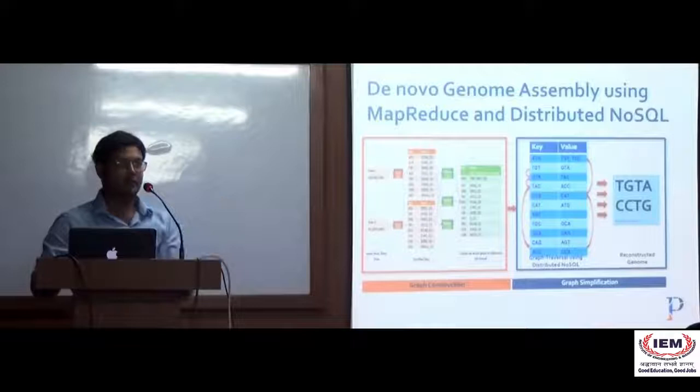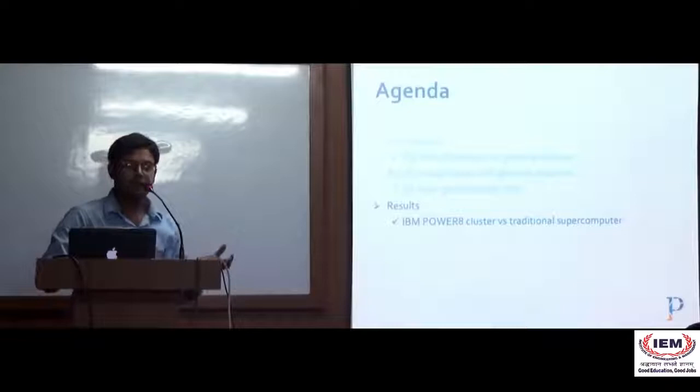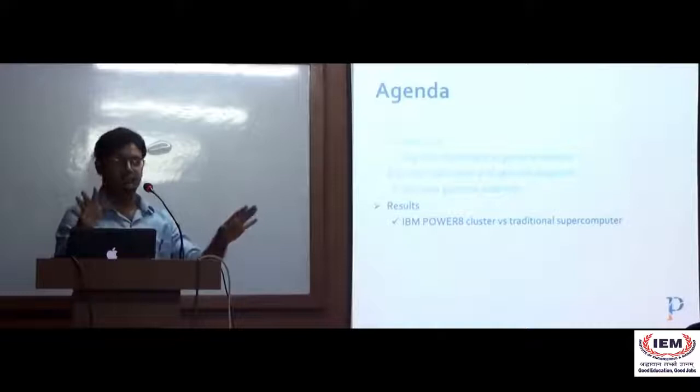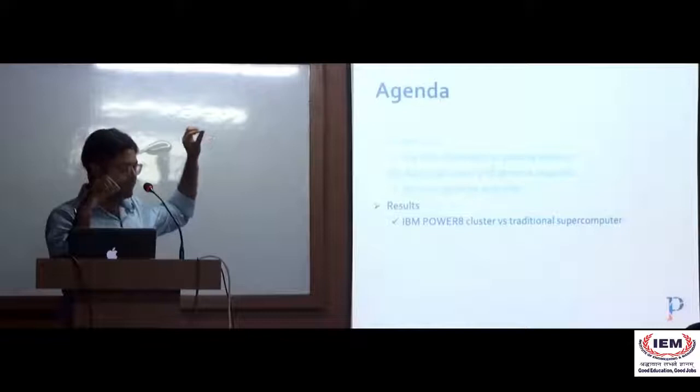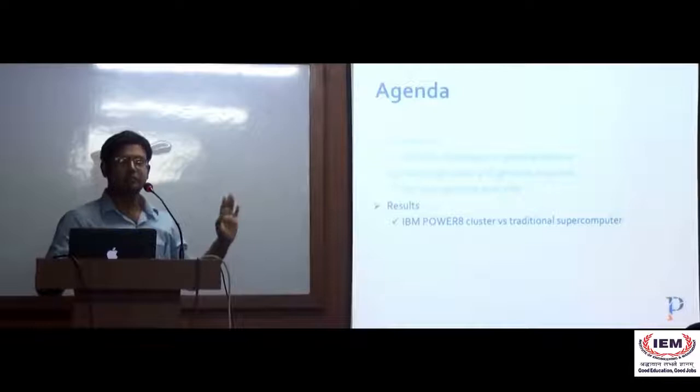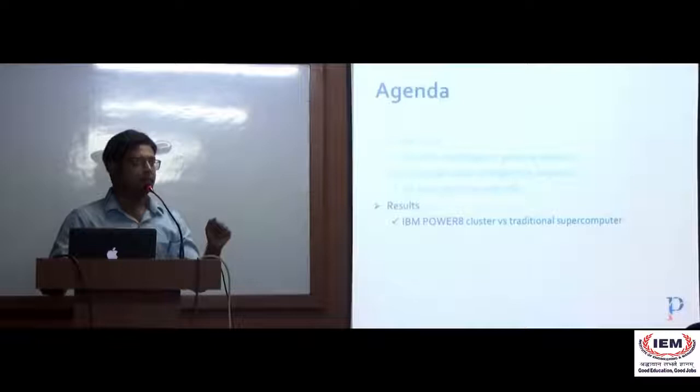And there are several other parts also, like error correction from the graph. Just for the sake of time and for this context, I'm not going into too much detail on all those things. Rather, we will focus mostly on the results, what are the differences in the traditional supercomputer, which fits in the context of this workshop. Before going to the results on the traditional supercomputer and IBM Power 8, any question on the algorithm? Anything that you couldn't understand?